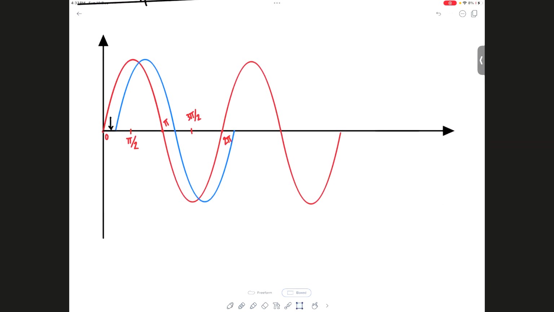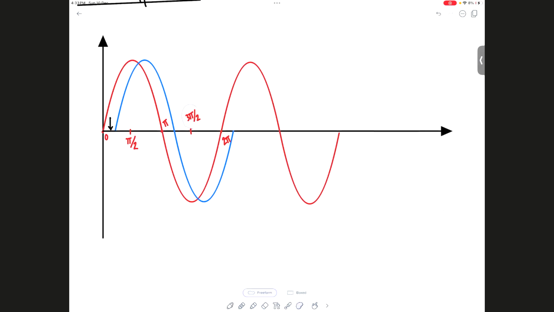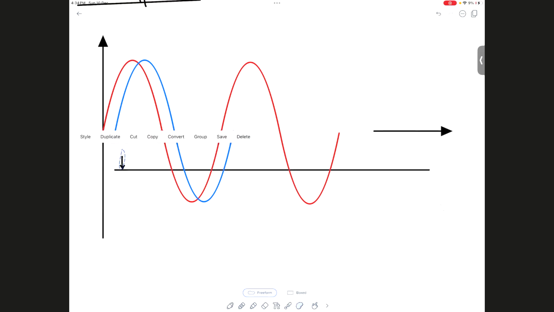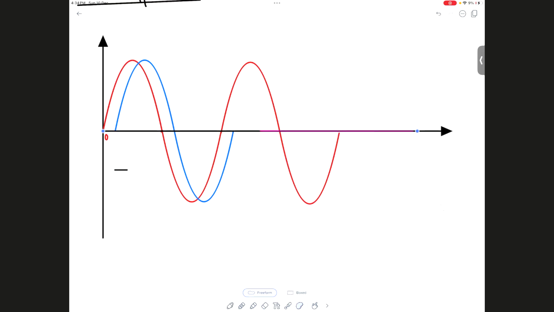This, I think you guys will have an easier time understanding. Students who struggle with phase difference, surprisingly, do very well with path difference. And then there's a way you can convert them. So you can just learn path differences if you want. Right, so there you go.